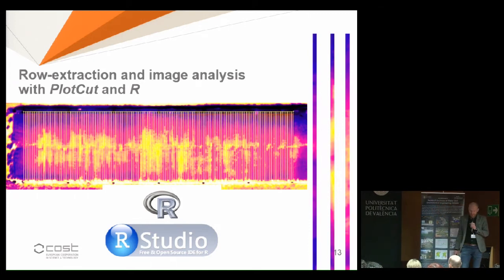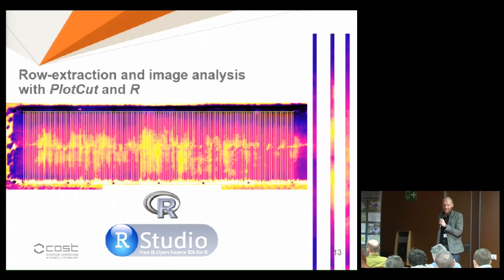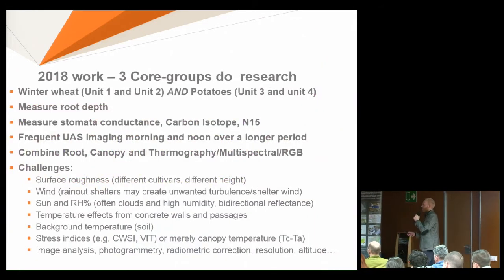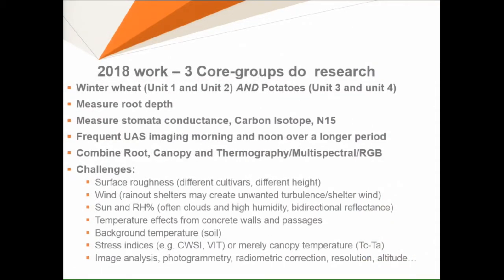So I see Radimax as a playground to test different types of drone imaging and compare them to ground truthing and also root measurements in the end. We're going to continue this work in 2018. There are 3 core groups doing research out there in 2018 on winter wheat and on potatoes, which we're going to grow out there. One group will measure root depth. Another group will focus on different types of measurements on the plants to detect drought. And my group will do frequent UAS imaging, morning and noon, over a longer period. Then we will combine roots, canopy, and spectral, thermography and RGB.